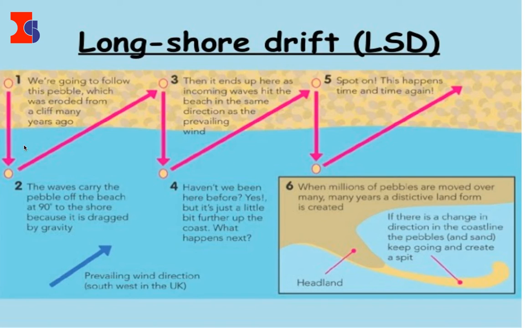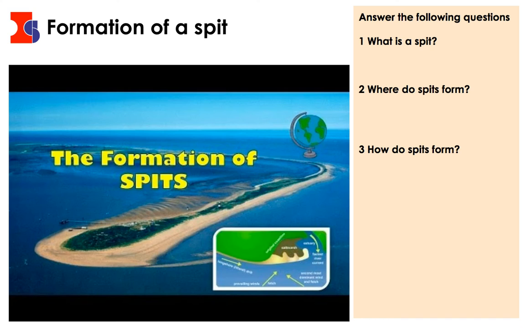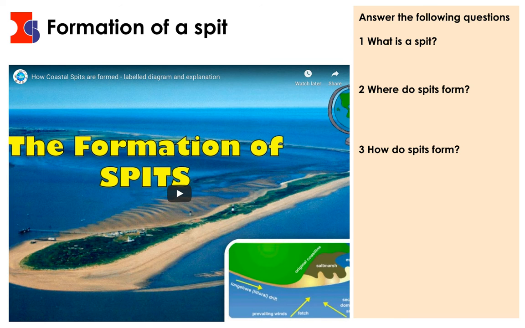So we've got what we call the backwash. Remember, that's the water coming back in, and the swash is the water going forward, those waves crashing onto the beach or onto the coastline. We're going to have a look at one of the key landforms that is shaped through this longshore drift, and that is something known as a spit.